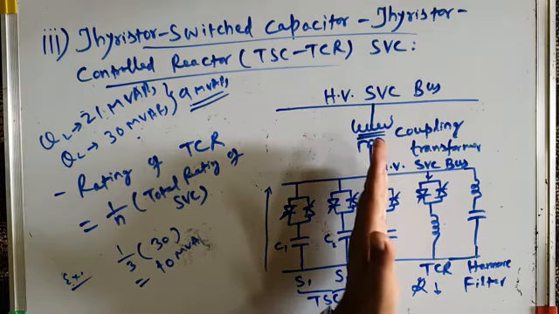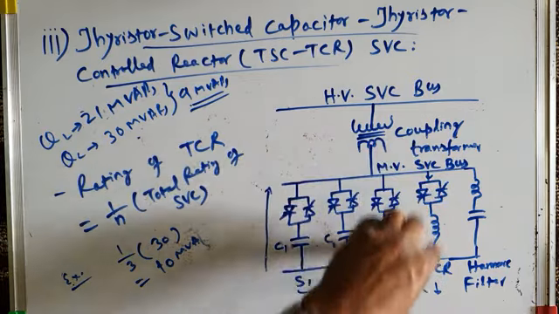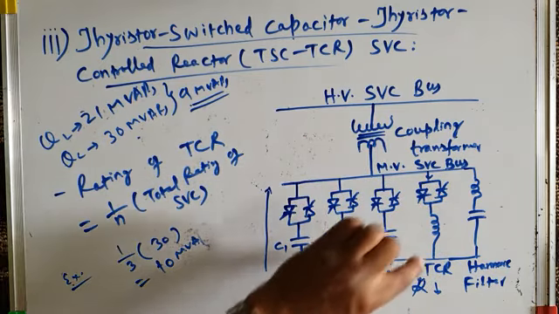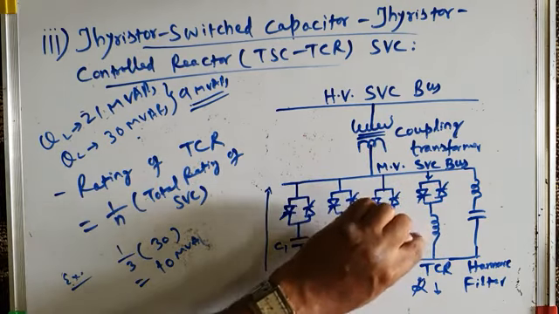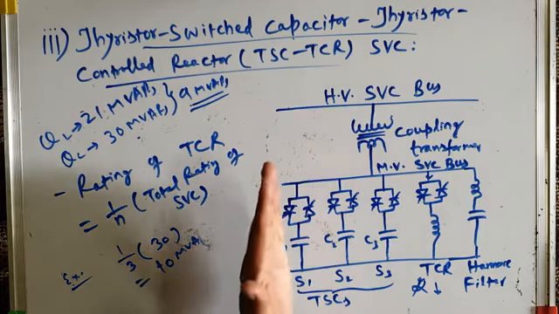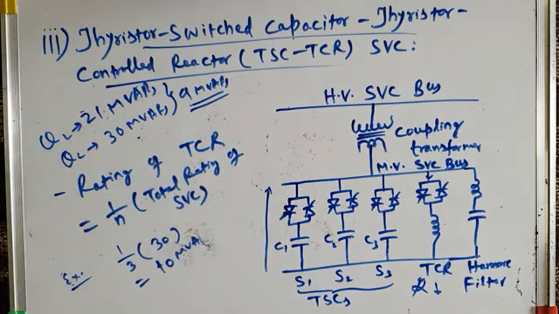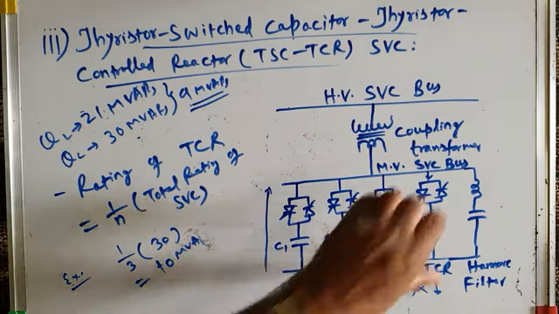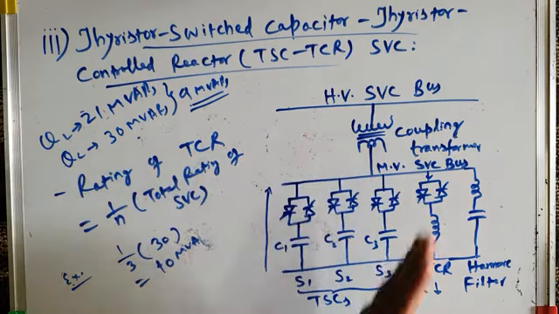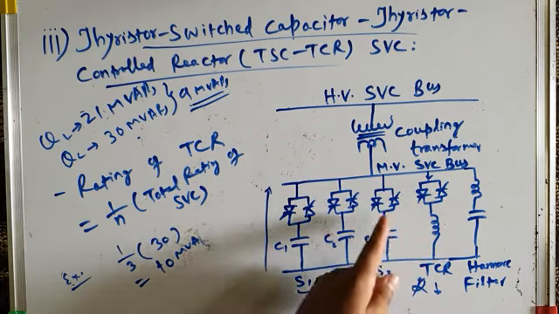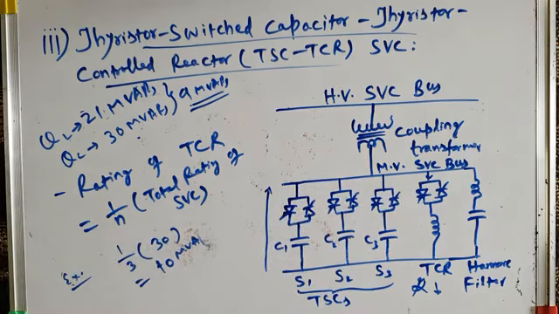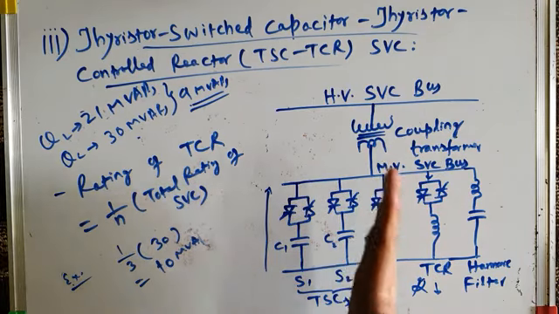If the third TSC branch is turned on in the next step, then again the TCR performs the alpha control, or continuous reactive power control. In any case, whether only one TSC branch is turned on or a number of TSC branches are turned on, the TCR needs to perform the reactive power control. If all 3 TSC branches are turned on, the rating of TCR need not be equal to the total rating of all the 3 TSC branches. Its rating will be the rating of only one of them.